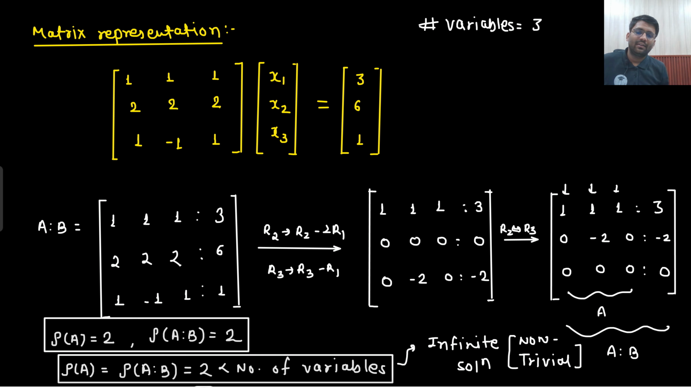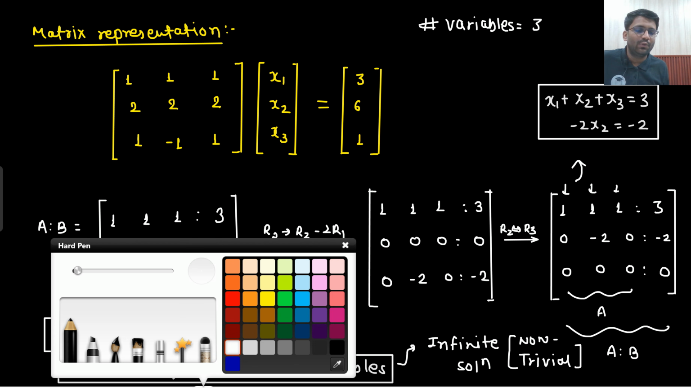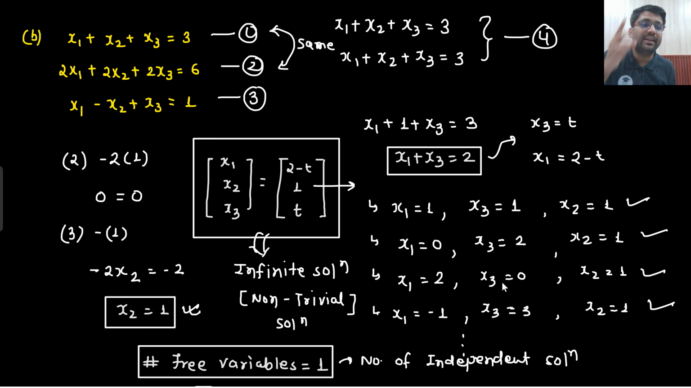Here what we saw is that rank of A is coming out to be equal to rank of A augmented B, but that is less than the number of variables. Here 3 variables were there, but we are able to get 2 equations. If you need to write down the equations, what equations will you get? x1 plus x2 plus x3 equals 3, minus 2x2 equals minus 2. So although variables are 3, and they have given us 3 equations, actually they are 2 equations only.